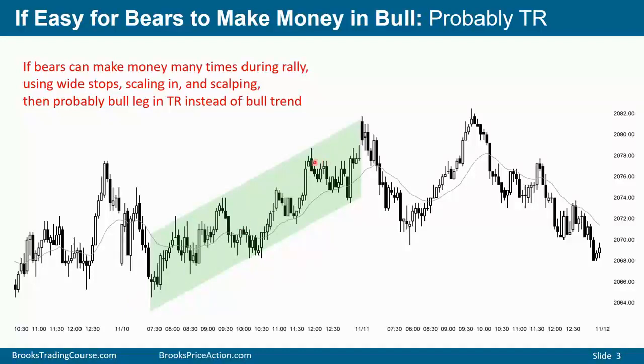When the market's rallying, I pay a lot of attention to whether or not the bears can make money. And if the bears can make money selling at a prior high or selling at a prior high and scaling in, then the market is probably in a bull leg in what will become a trading range and not a bull leg that is becoming a bull trend.